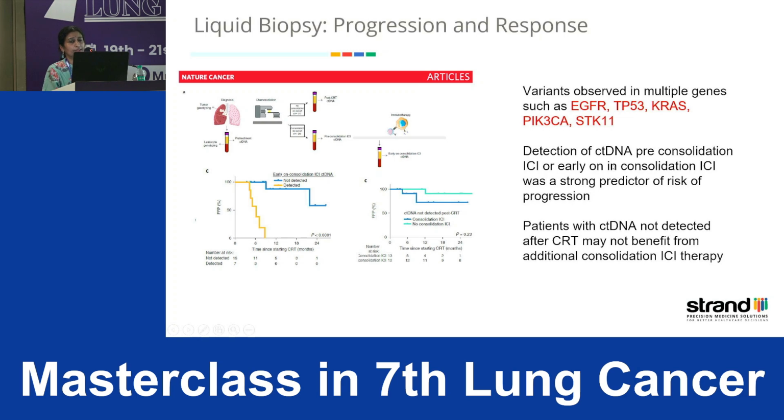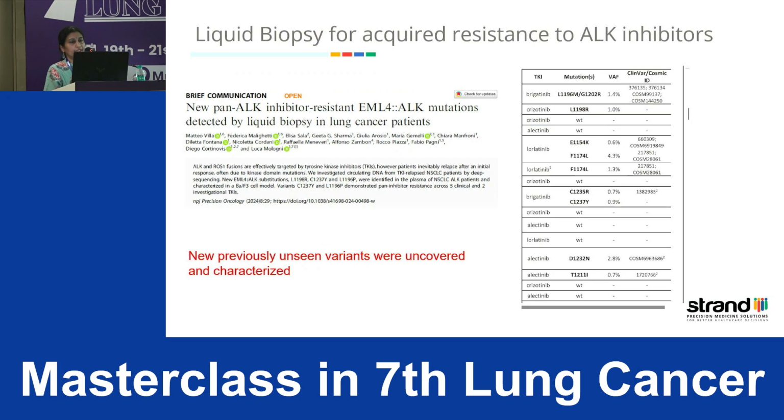Detection of ctDNA pre-consolidation ICI or early on in consolidation ICI was a strong predictor of progression. So that's this curve here. Those in whom it was not detected did much better than the ones where it was detected. And in patients in whom the cell-free DNA was not detected after the CRT, there was not such a significant advantage of putting them on additional immunotherapy. So what this paper seems to suggest is that you could actually use it to decide who should go on immunotherapy and who should not. These are, of course, early studies, but they point to the way that it can be done.